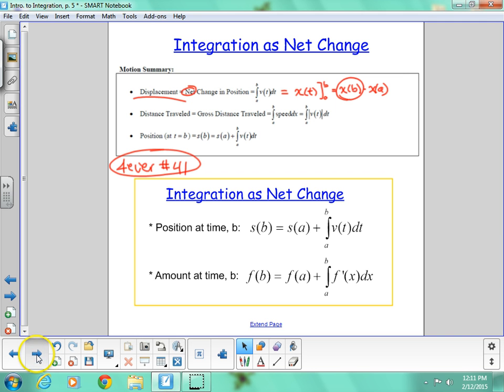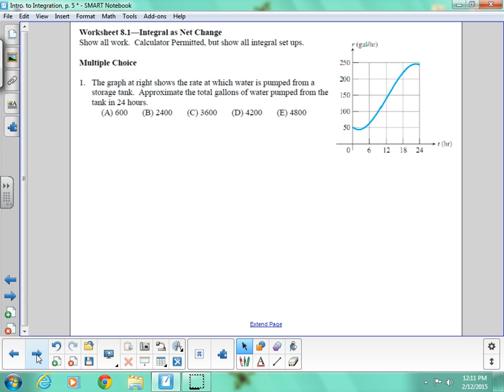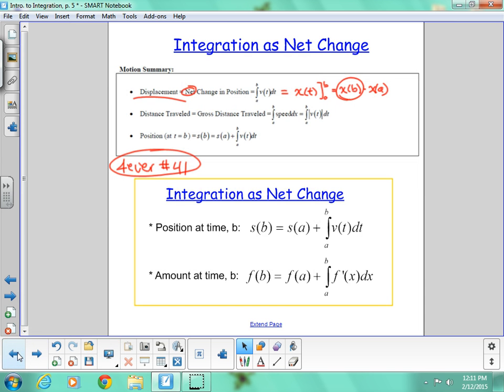Here we go. Number 1. We have this forever card one more time since I didn't tape it. Finding a final position or a final amount: I can take the integral of the rate between 2 times. That's the change in, right? The net change in plus the initial. Here we go. Number 1.